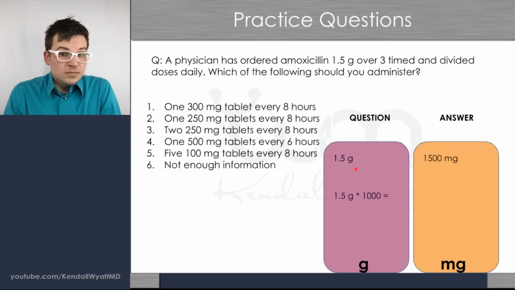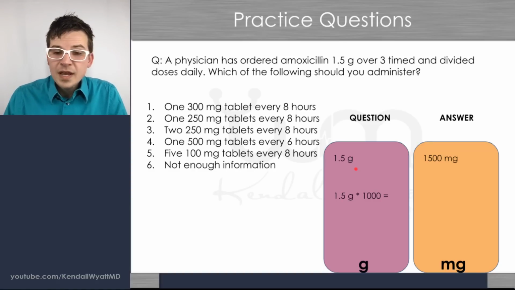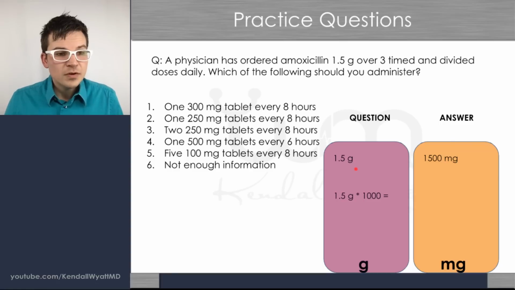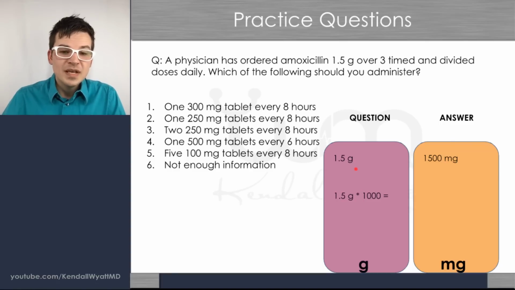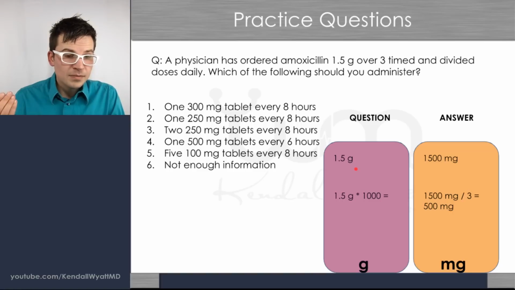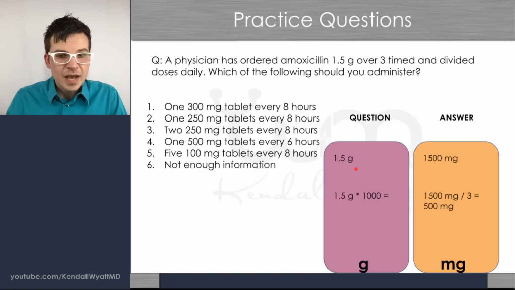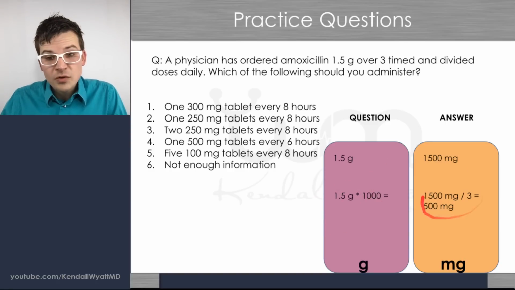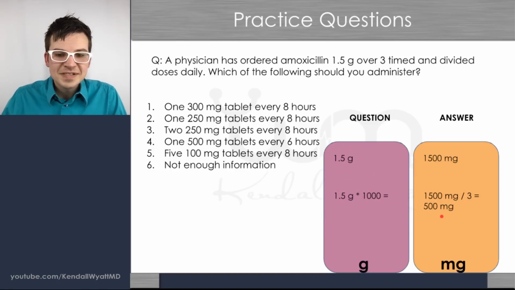Well, how many hours are in a day? 24. How many would 3 doses be? Well, that means it's going to be every 8 hours, right? 3 goes into 24 8 times. So every 8 hours. So, of course, if we take the exact same thing and we have our 1,500 milligrams and we divide that by our 3 doses, that's going to give us 500 milligrams each dose.